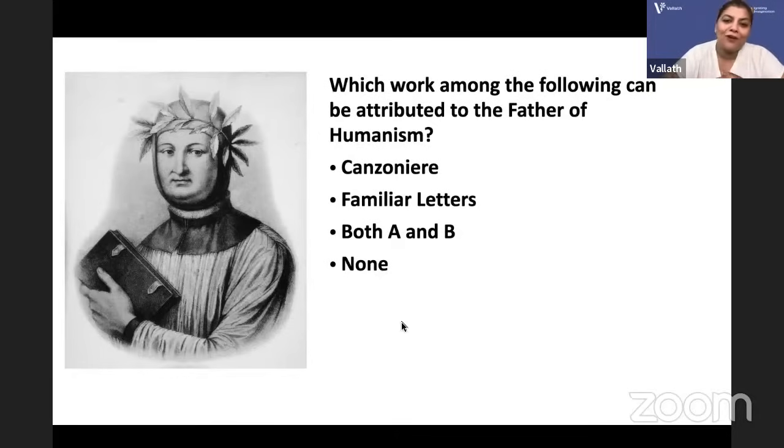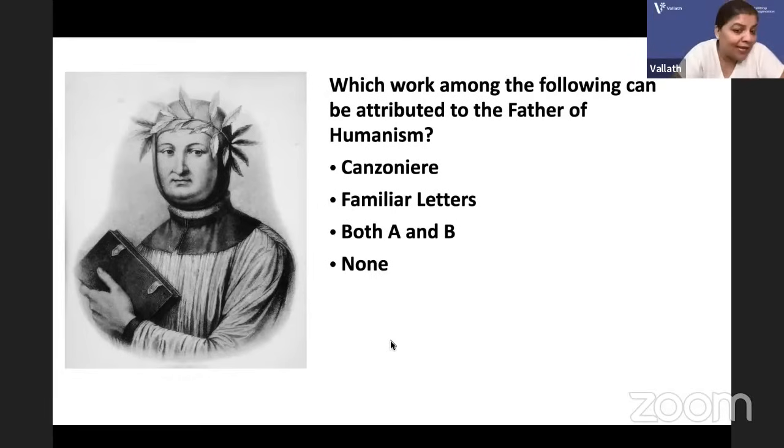Okay. Which work among the following can be attributed to the father of humanism? Who was the father of humanism? Is it Dante? No. Is it Boccaccio? No. Is it Petrarch? Yes. Which is the work by the father of humanism? Is it the Canzoniere? Did Petrarch write Familiar Letters? Is it both A and B or none of the above? Ankita, do you know? It's both A and B. Both these works were by Petrarch. Petrarch wrote the Canzoniere, a book of poetry. Petrarch wrote Familiar Letters. Petrarch wrote the epic Africa. Will you remember? Petrarch wrote the epic Africa also.